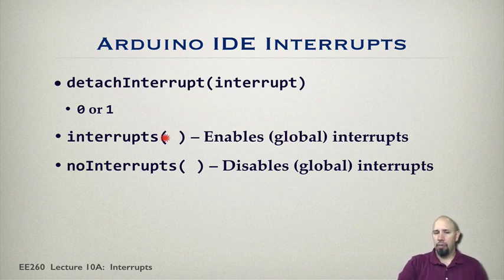Then we have these two commands, interrupts and no interrupts. Interrupts, when we just execute this by itself, enables the interrupts. So if you want interrupts to happen, then generally speaking, you'll want to make sure that you run this command. That command will enable interrupts to happen. This command will prevent or disable interrupts from happening. So this will disable all interrupts except the reset. The reset is actually its own interrupt, and you cannot disable the reset interrupt.